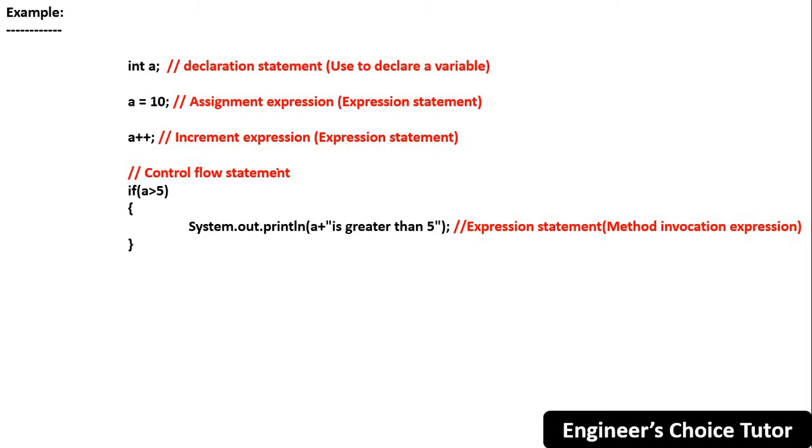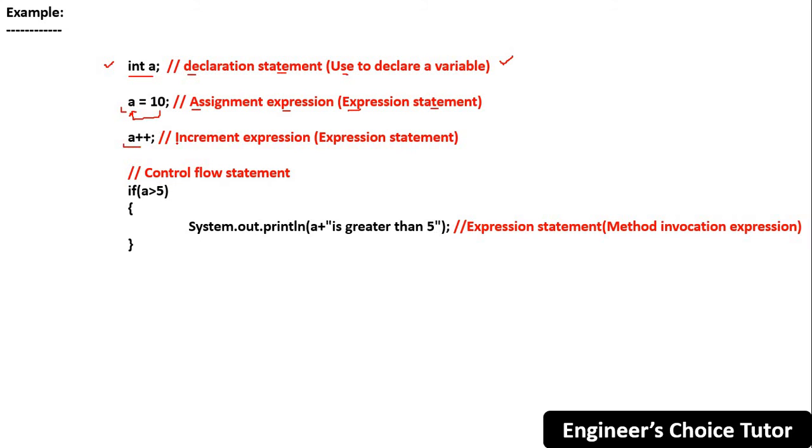So see, in this line, int a, you are just declaring a variable. So you know this type of statement is what? Declaration statement, basically used to declare a variable. Clear with the first type? Second, a = 10. What are you doing? Assignment. Assignment is happening here, right? So this is an assignment expression. It is also a type of expression statement, right?